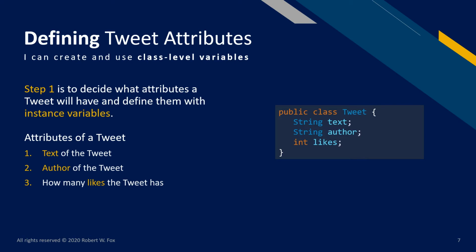Number two, we'd like to know who wrote the tweet, so that will be the author, which will also be a String. And finally, the thing that makes it social media is people's ability to interact with the content, so we will also keep track of how many likes the tweet has as an int.